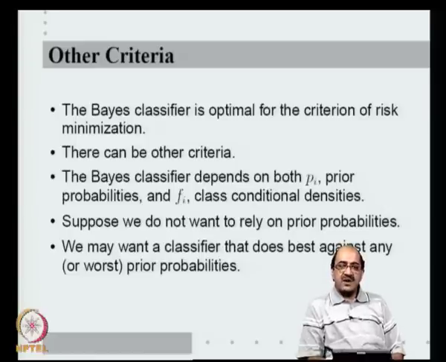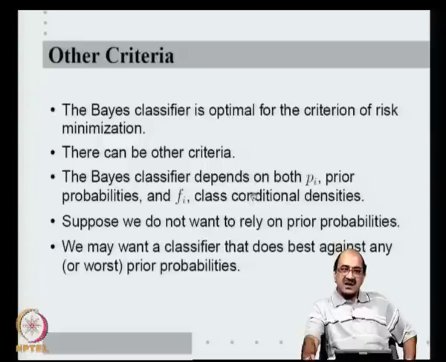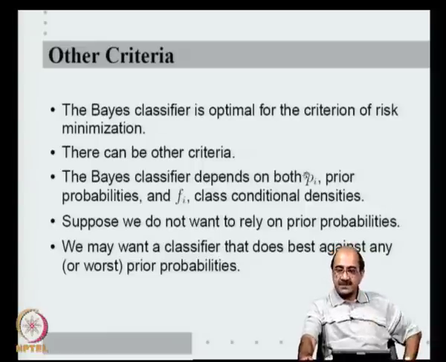So, sometimes we may want a classifier that does well against the worst kind of prior probabilities. Without knowing what the prior probabilities are, I do not want my classifier to depend on priors, because one day I might have to work with predominantly one class of patterns, another day with predominantly another class. So, I can ask for a classifier that has the best risk against the worst possible prior probabilities. Now, this of course will not be the Bayes classifier, because I do not know the priors. Let us just intuitively see what this will mean.